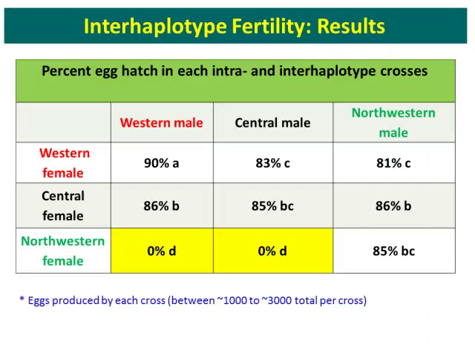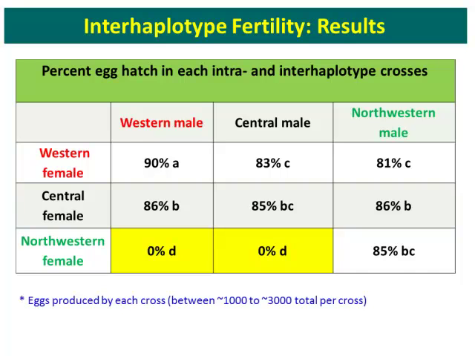So here are the results of our inter-haplotype fertility. For example, when we crossed the western female with the western male, 90% of the eggs hatched. Similarly, when we crossed the central female with the central male, 85% of eggs hatched. When we crossed the central female with the northwestern male, 85% of eggs hatched. Similarly, when we crossed the northwestern female with the northwestern male, 85% of eggs hatched.